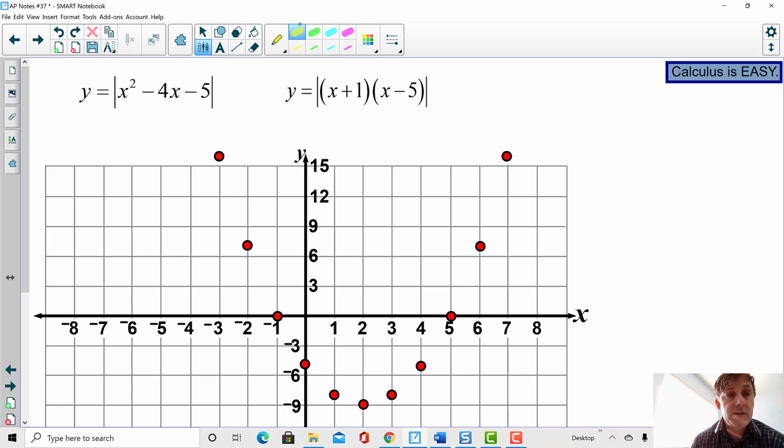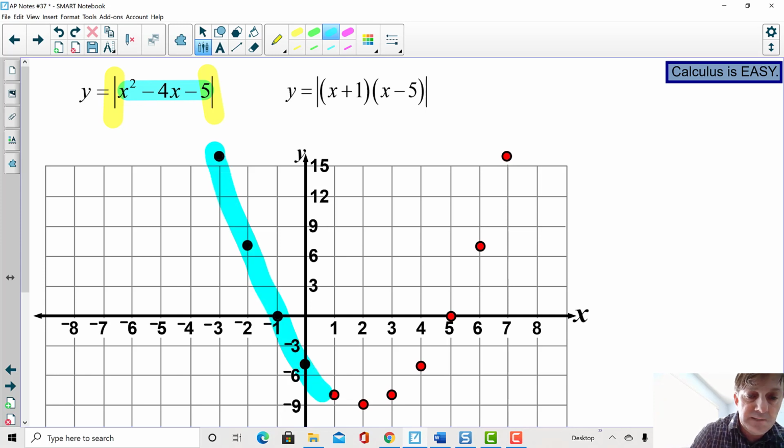You don't even need calculus for this one. We have the absolute value, and then inside we have this quadratic function. So the quadratic function without the absolute value will look something like this. Now you can factor it. You can see that it goes through x equals -1, and it also goes through x equals 5.